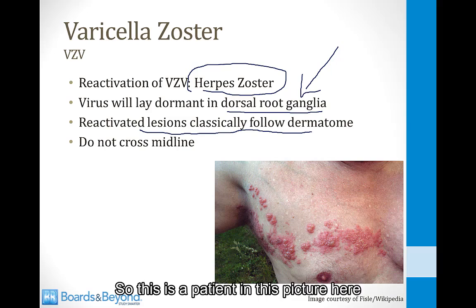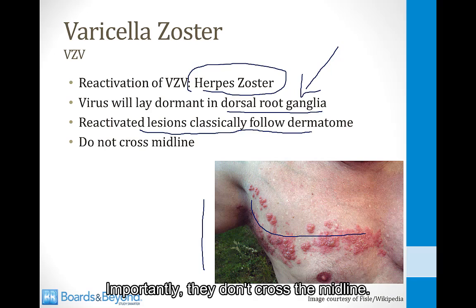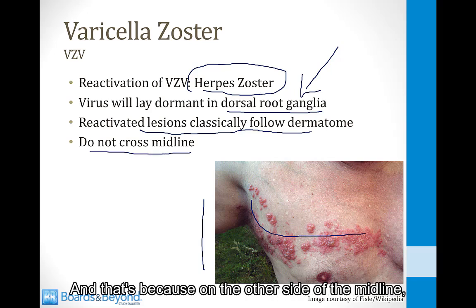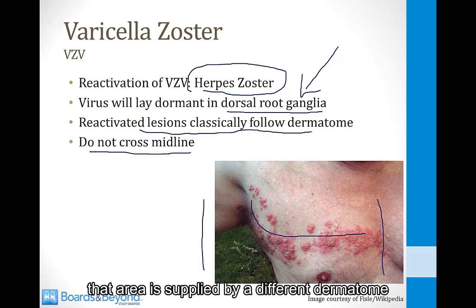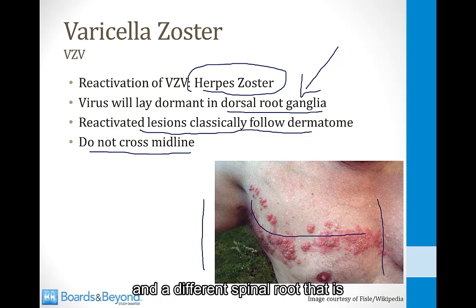So this is a patient in this picture here who's got varicella zoster on his chest. And you can see that the lesions are following a dermatomal pattern. Importantly, they don't cross the midline, and that's because on the other side of the midline, that area is supplied by a different dermatome and a different spinal root that is not infected by the virus.